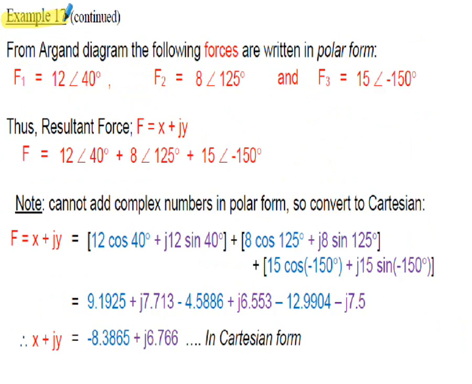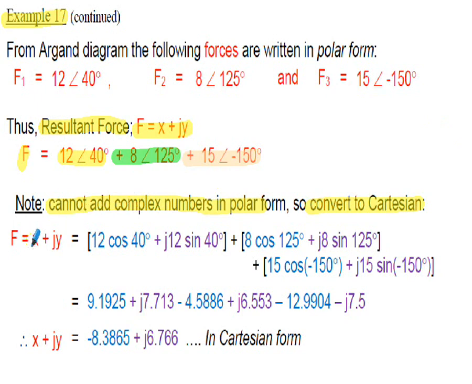Example 17 continued. From the Argand diagram we've got three forces stated in polar form. We want to find the resultant force. We want to find it in actually Cartesian form, you'll see in a moment. So what we're going to do is add up our three forces. So our resultant force will be 12 argument 40 degrees added to 8 argument 125 degrees added to 15 argument negative 150 degrees. Now don't forget, very important to remember, we cannot add complex numbers in polar form, only in Cartesian form. So we need to convert to Cartesian form here.